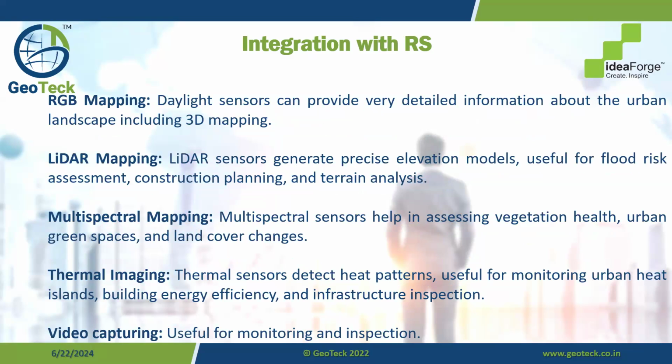First of all, RGB mapping. Daylight sensors means those RGB mapping payloads. So RGB or daylight cameras can provide very, very detailed information, and can also provide three-dimensional mapping of the urban area.